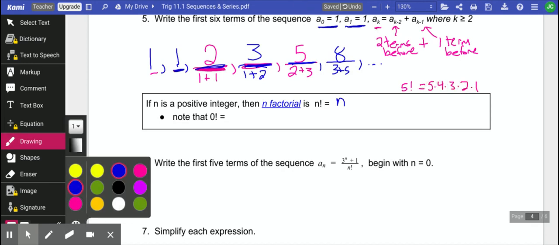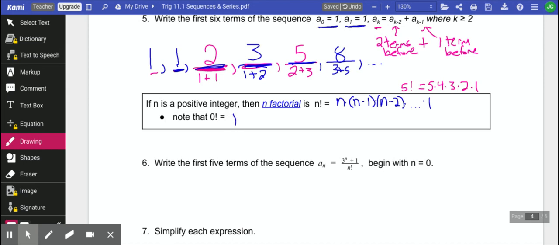Okay, so n factorial means you take n, and then the number before that, n minus 1, and the number before that, n minus 2, and you're multiplying all of these all the way down to 1. So that's the definition of factorial. Something that you need to know is that 0 factorial is 1. That's a little counterintuitive, but it is 1. You can try it on your calculator too. It'll tell you the same thing.